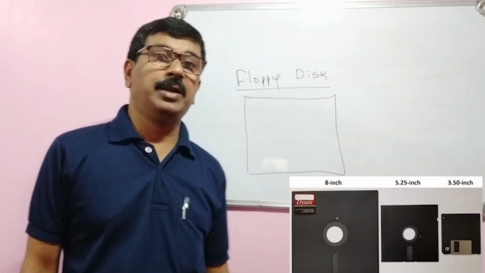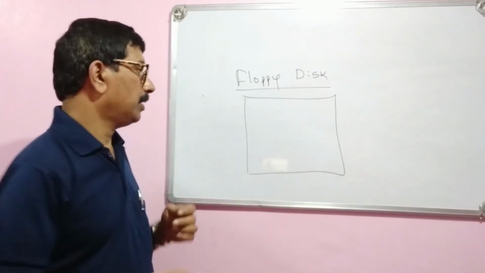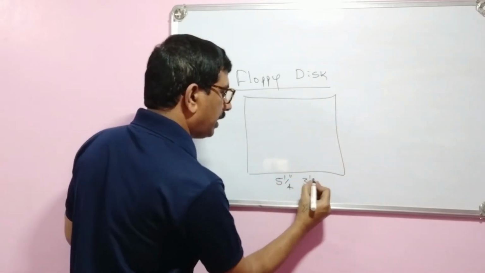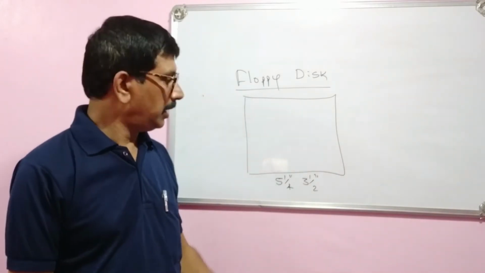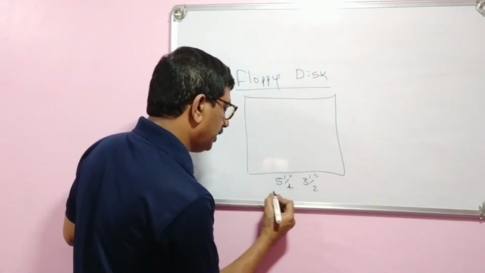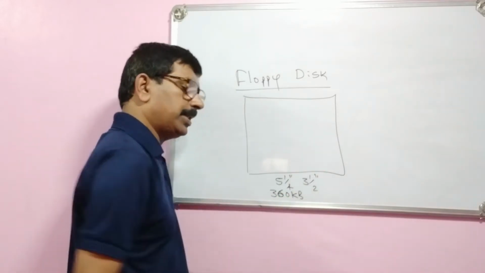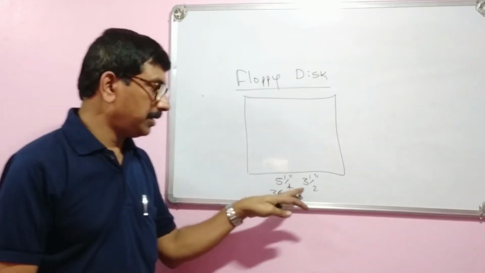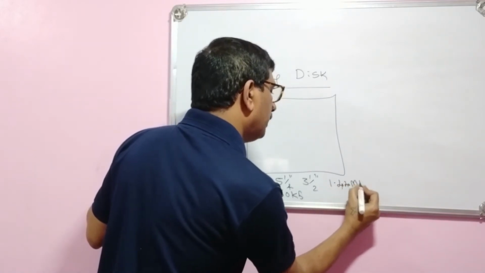It started with nearly 8-inch floppy disk, then 5¼ inch floppy disk, then 3½ inch floppy disk. Okay, and then it stopped. In 5¼ inch, the size was nearly 360 kilobytes. Only that much was the size when it was 5¼ inch. And when it was 3½ inch, the size was nearly 1.44 MB.